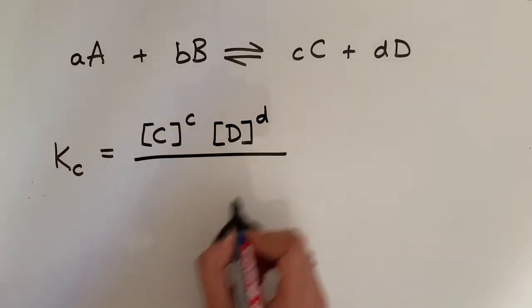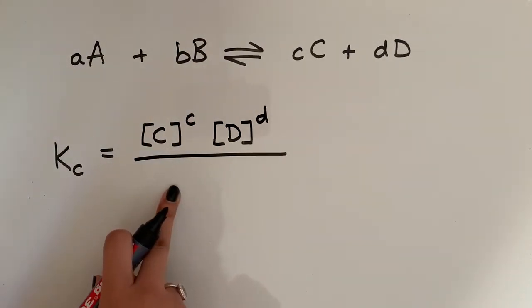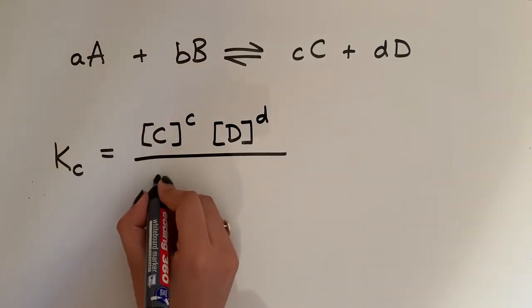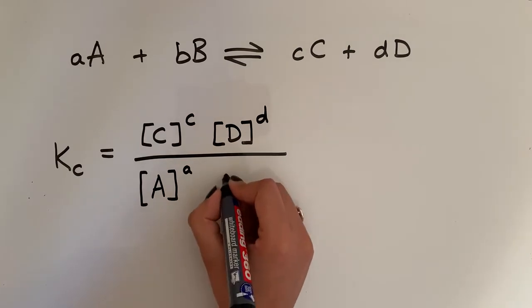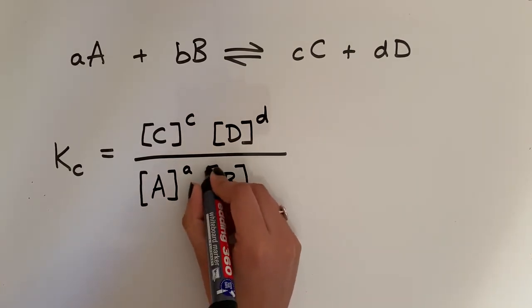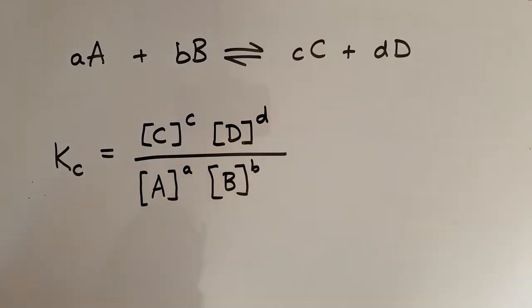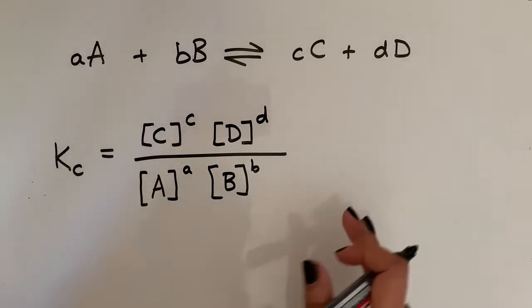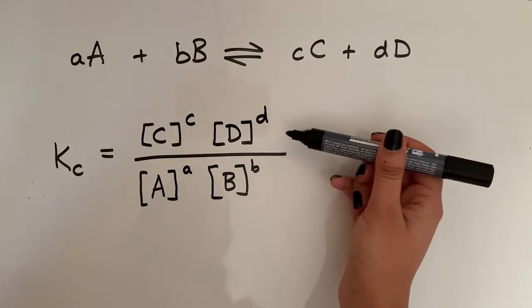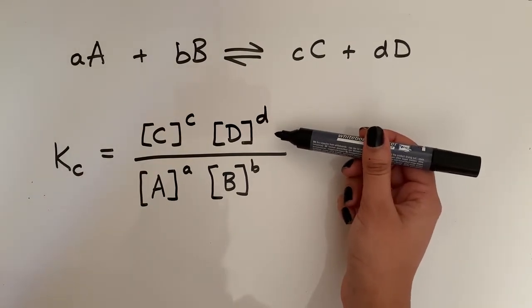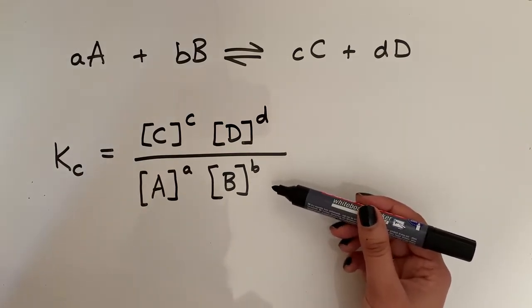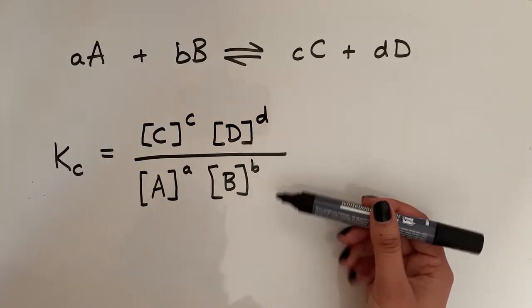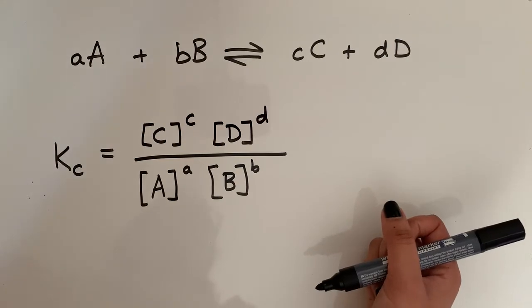And then we divide all of that, and the reactants always go at the bottom. So now we're going to do reactants here. It's the concentration of A raised to the balancing number multiplied by the concentration of B raised to its balancing number, okay? And that is how you are always going to write out your Kc expression. Essentially it's the concentration of the products, each raised to their balancing number, divided by the concentration of the reactants, each raised to their balancing number, okay?